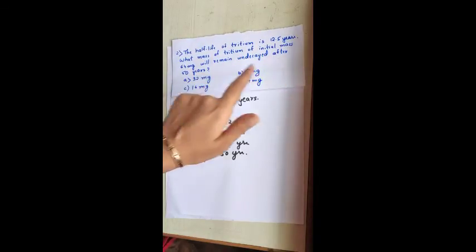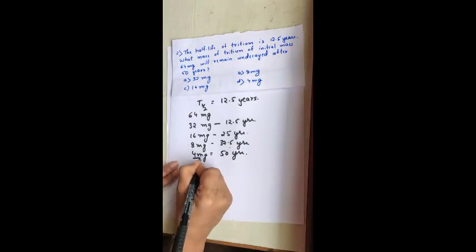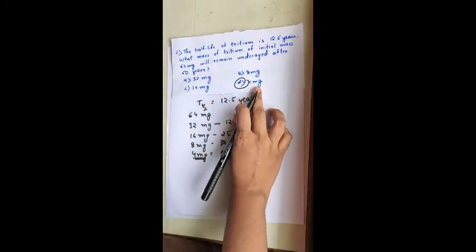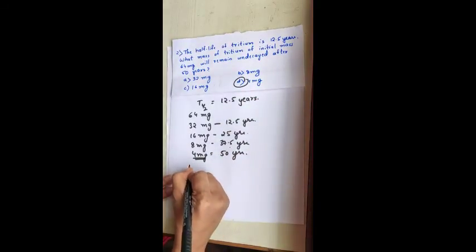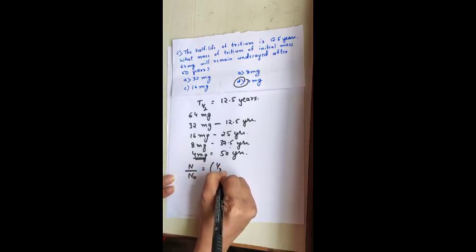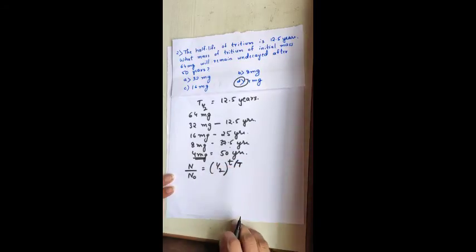So the question asked is how much of the substance will remain undecayed after 50 years. After 50 years only 4 milligrams will remain. So this is the answer. Otherwise there is one formula you can use: N by N naught equals half to the power T divided by T half.